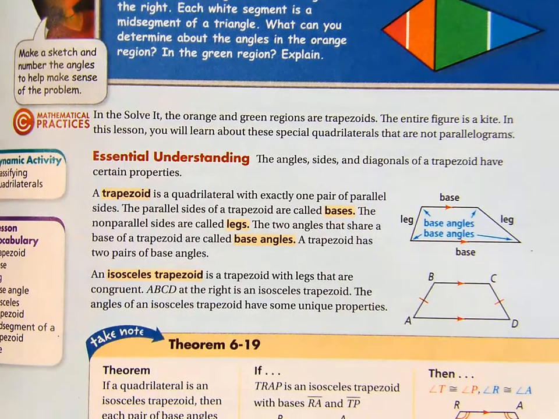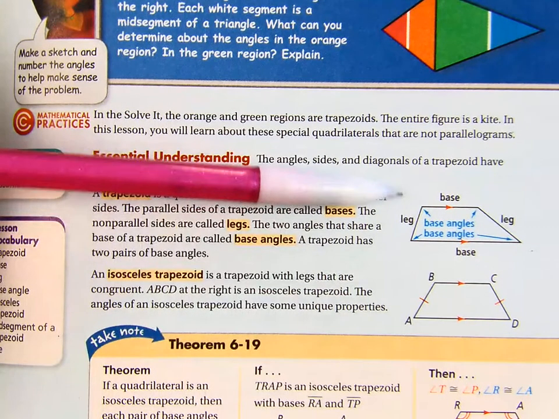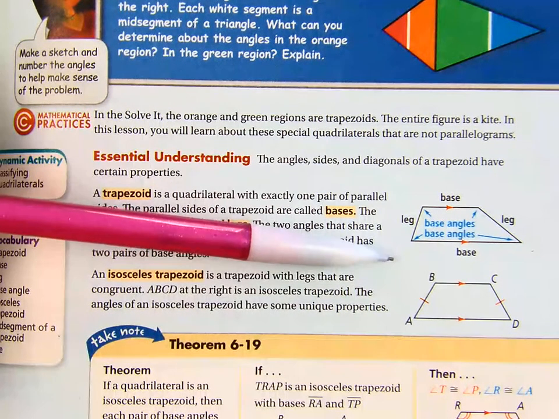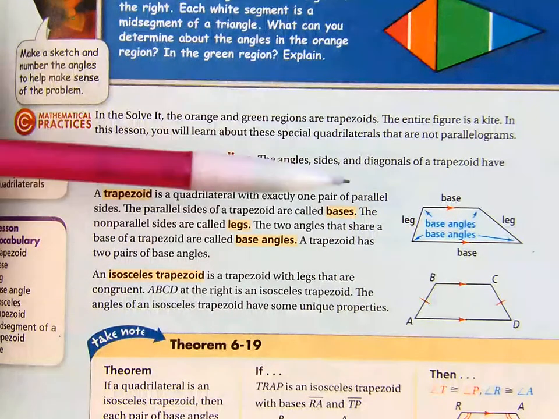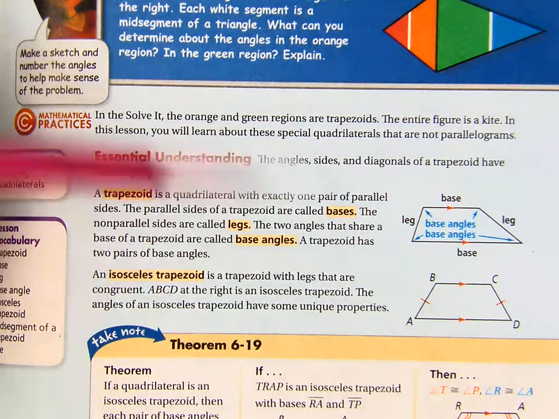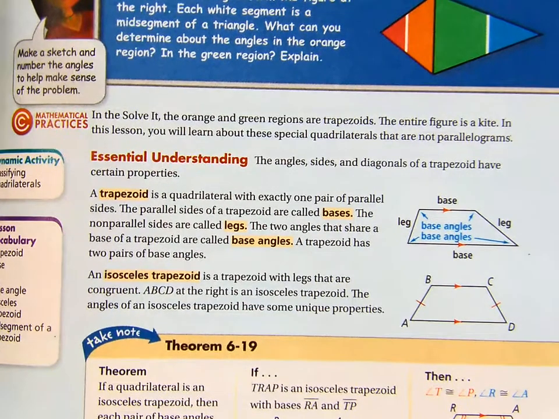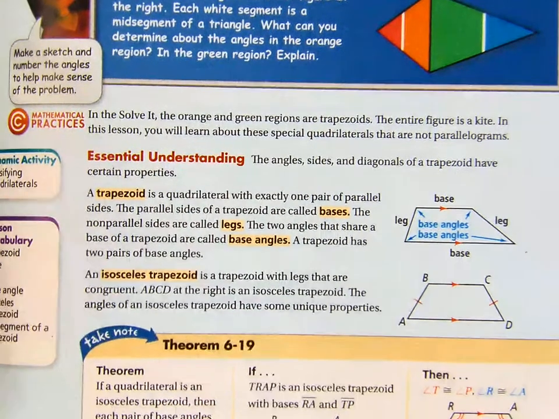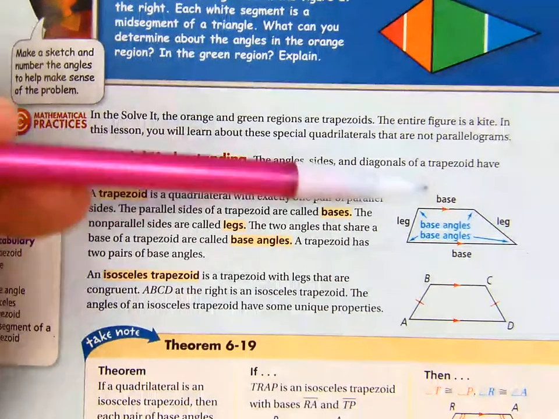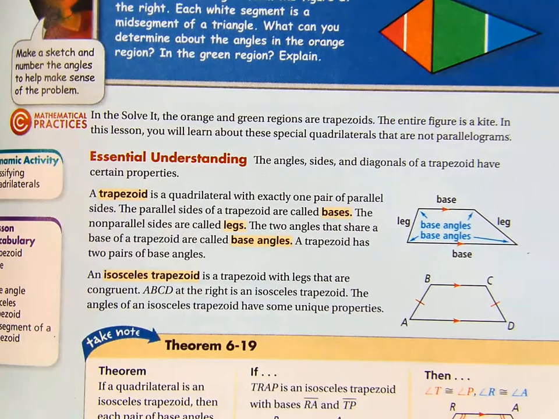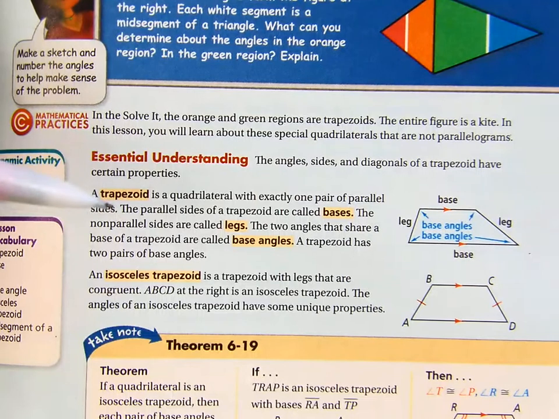The parallel sides are called the bases. So you have a base and a base, two bases. Now, all trapezoids are not going to be sitting on a base. They could be turned the other way, so they're sitting on the leg. It's just the parallel sides are called the bases. See, we could turn the book 90 degrees, and these would still be the bases, even though they're not sitting on that base. So the parallel sides are called the bases.